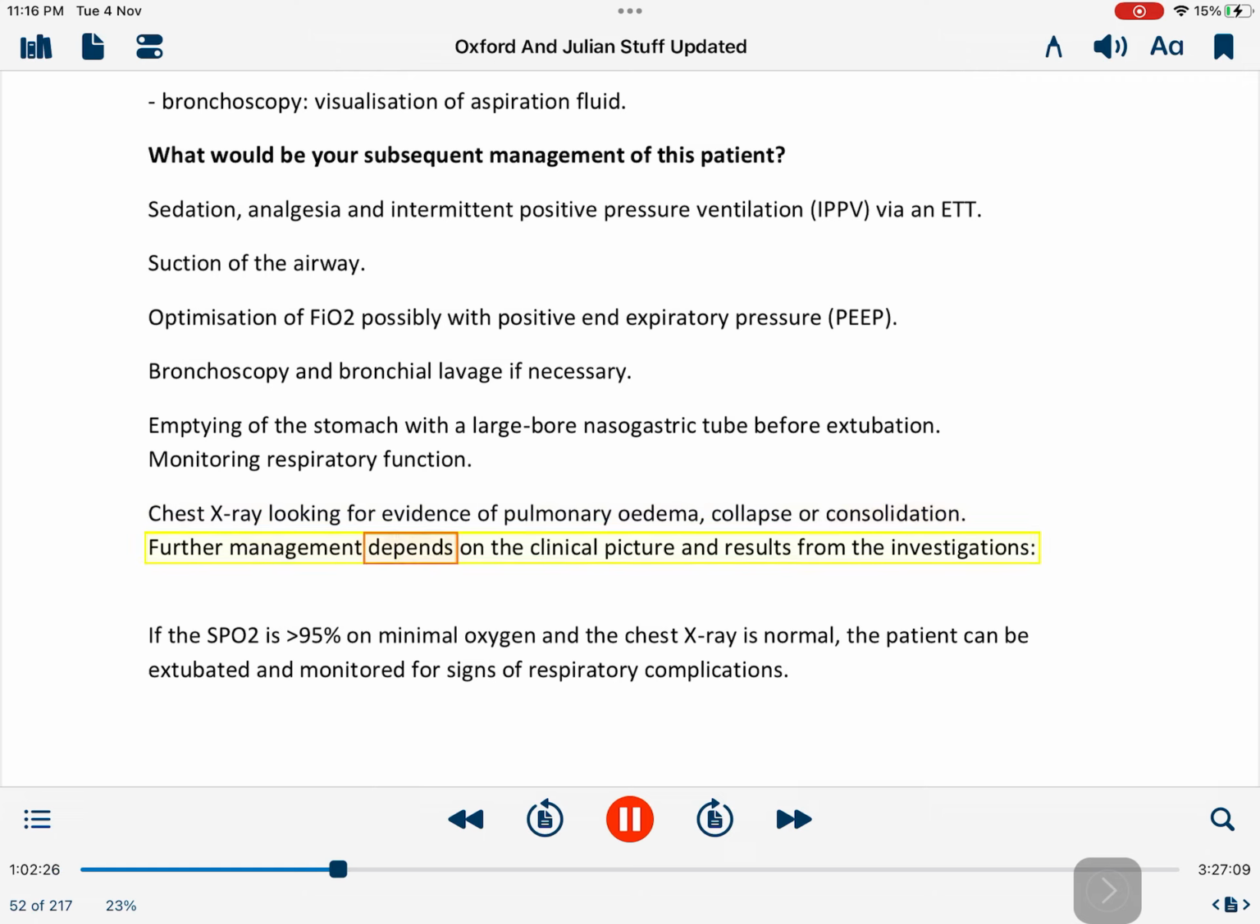Further management depends on the clinical picture and results from the investigations. If the SpO2 is more than 95% on minimal oxygen and the chest X-ray is normal, the patient can be extubated and monitored for signs of respiratory complications.